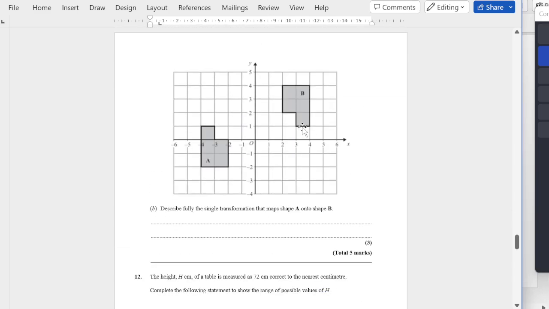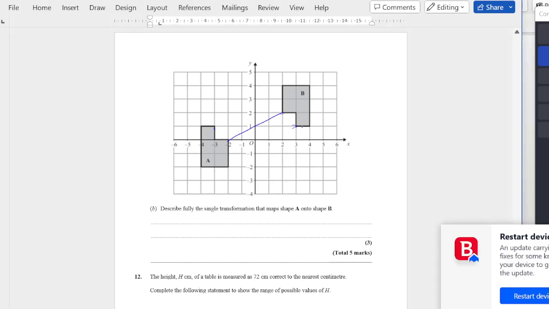Okay, describe fully the single transformation that maps A onto B. So we're going from here to here, from there to there. We can see it has changed orientation, so it's been turned by 180 degrees. And if I join up a couple of like points, that gives us what's called the center of rotation.